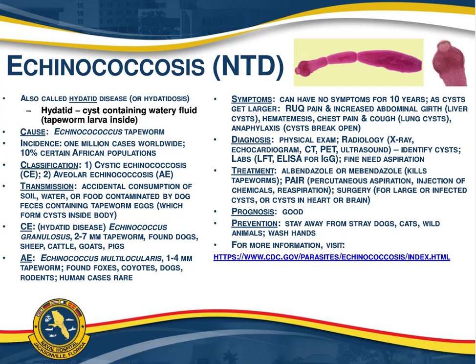Symptoms, you can have no symptoms for 10 years. And then if you start developing right upper quadrant pain and increased abdominal girth, it can be these liver cysts. Coughing up blood, chest pain. You can get lung findings because these cysts can go inside of the lung.